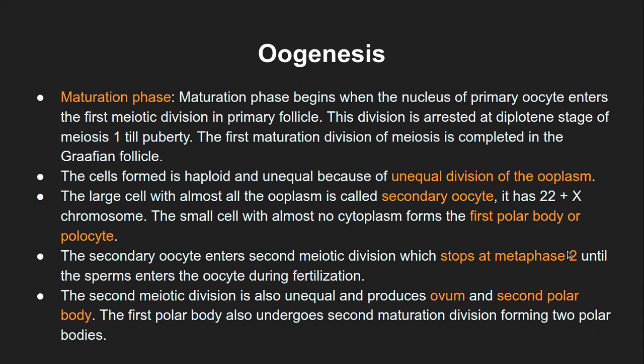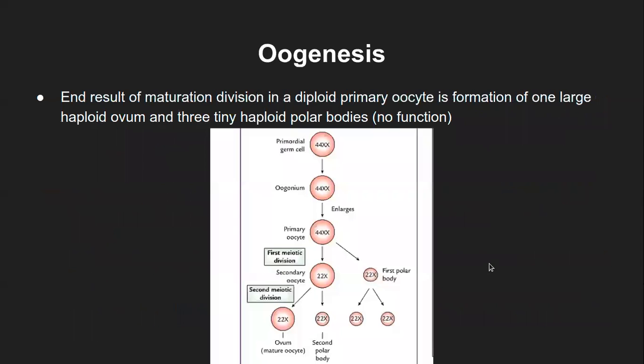And of course, at different stages, these oocytes stay at that particular stage of meiosis for quite a long time. So that was the quick overview of the oogenesis process, and this is a diagram which will represent this perfectly.